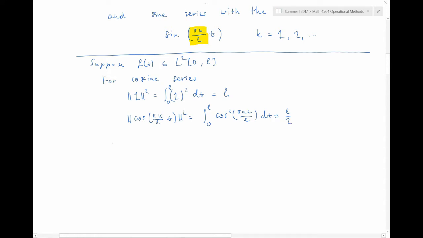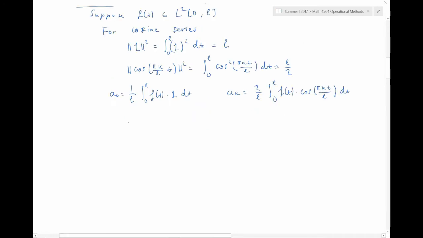Therefore the coefficient a0 is just going to be 1 over L, the integral from 0 to L of f of t times 1 dt, and the coefficient ak is going to be 2 over L, that's 1 over norm of the function squared, integration from 0 to L of f of t times cosine of pi k t over L dt. So the function f of t could be represented as the sum, k goes from 0 to infinity, ak times cosine of pi k t over L.